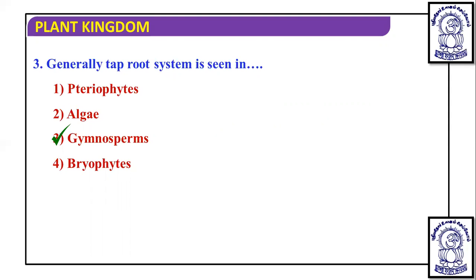Now we have to discuss the classification. Okay, so in the next class we are going to discuss classification and polyembryony, these two things in the case of gymnosperms. So in today's lecture all our discussion was about the life cycle and the general characteristics. So till the next lecture, thank you.